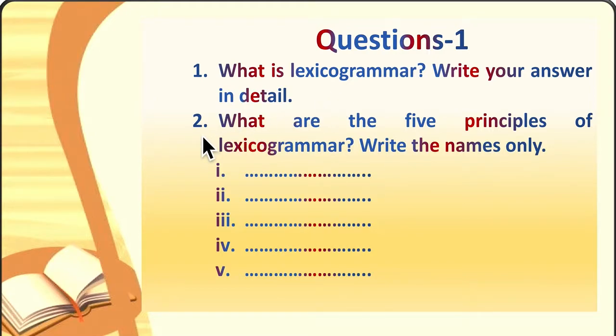Go to point number 2. What are the 5 principles of lexicogrammar? Write the names only. Just write the names of the 5 principles. Don't explain, because I am asking for the names only. So the rank of a scale, and then we have a second, third, fourth, and fifth. Okay, we move on to the next.